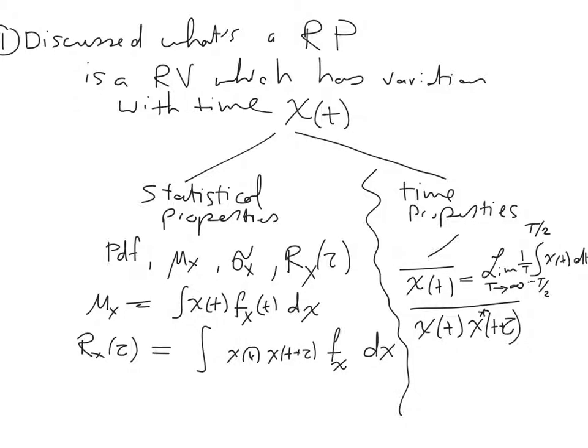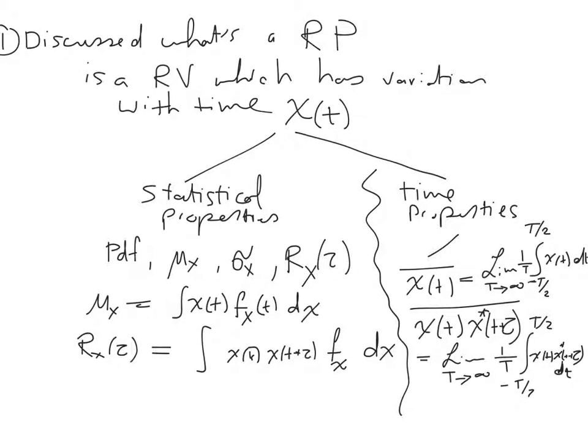Same thing here, but instead of x of t, it's going to be x of t times x of t plus tau. And then again, 1 over T, and you integrate from minus T over 2 up to T over 2. So this is clear to everyone, and I'm going to write it as well. The limit as T goes to infinity of 1 over T, integrating from minus T over 2 up to T over 2, and inside you have x of t times x conjugate of t plus tau, with respect to dt. So that's how you calculate the time average. This is how you calculate the statistical.